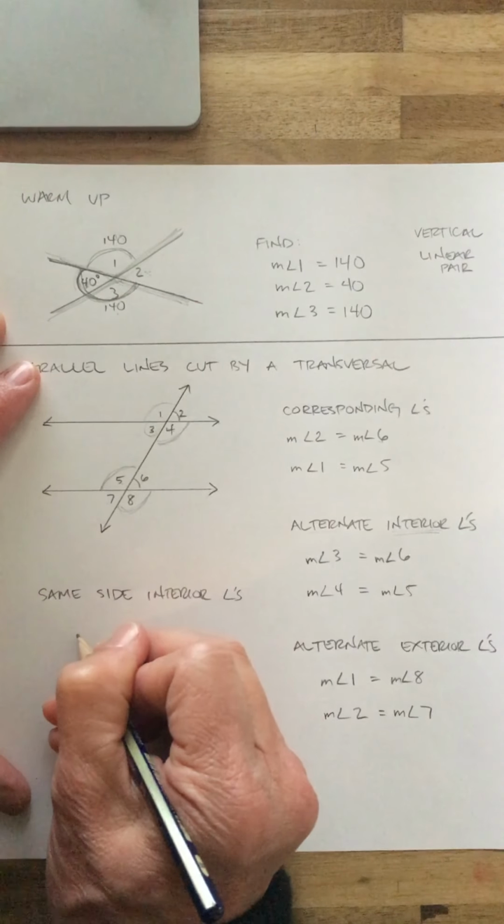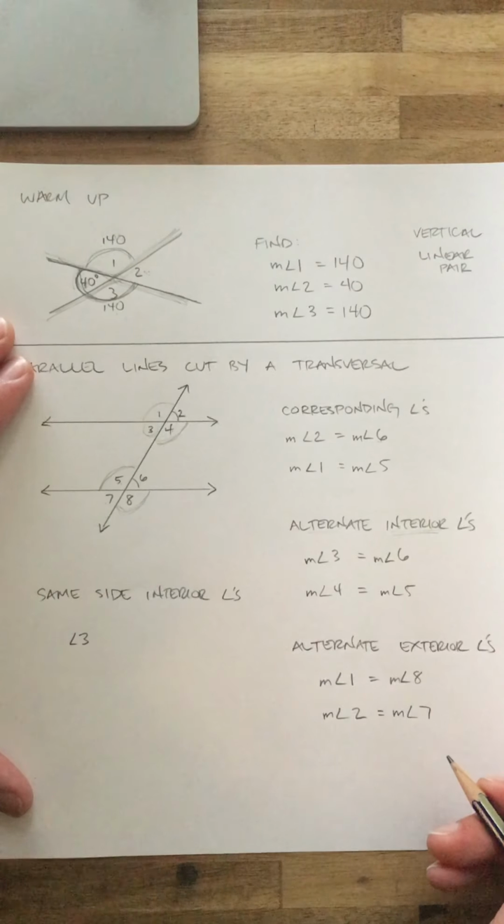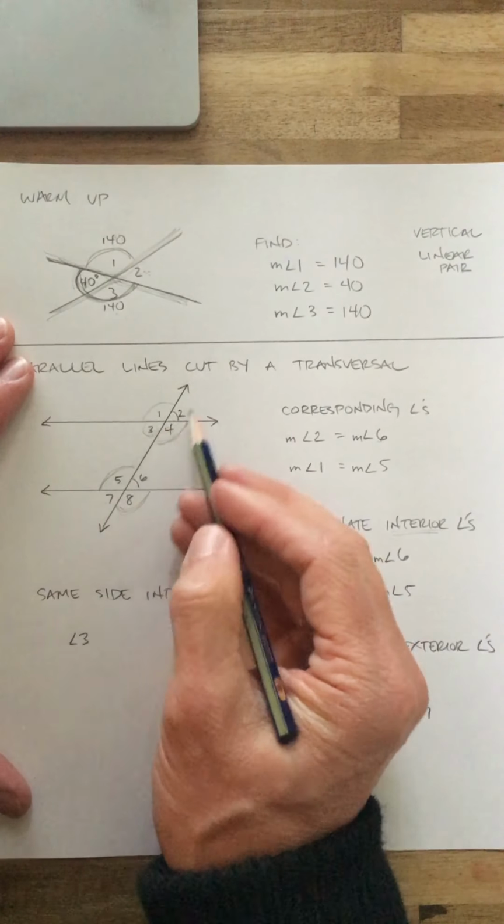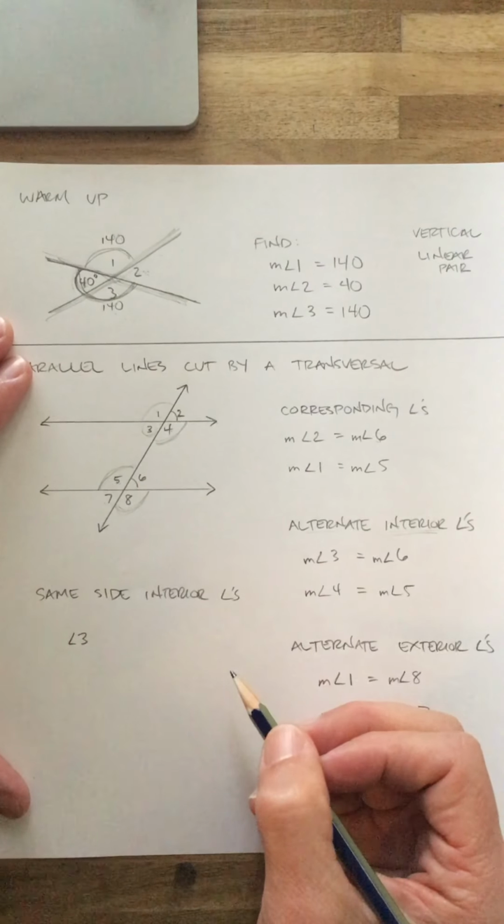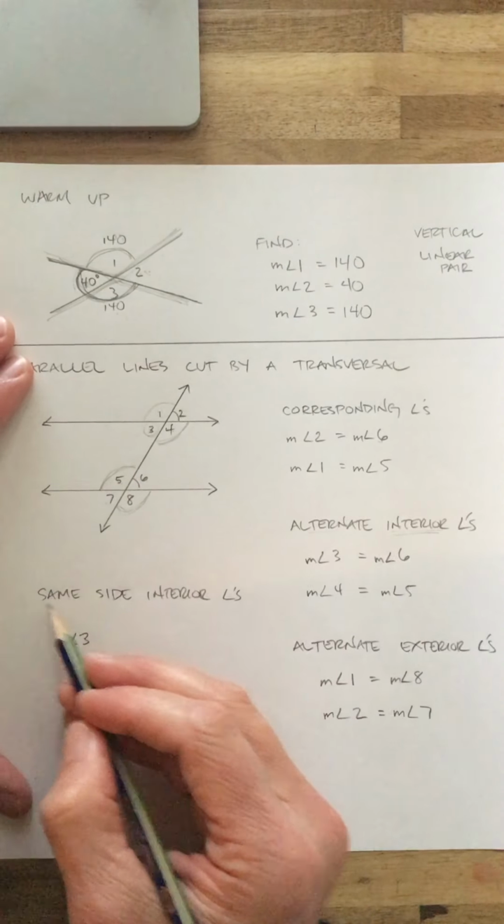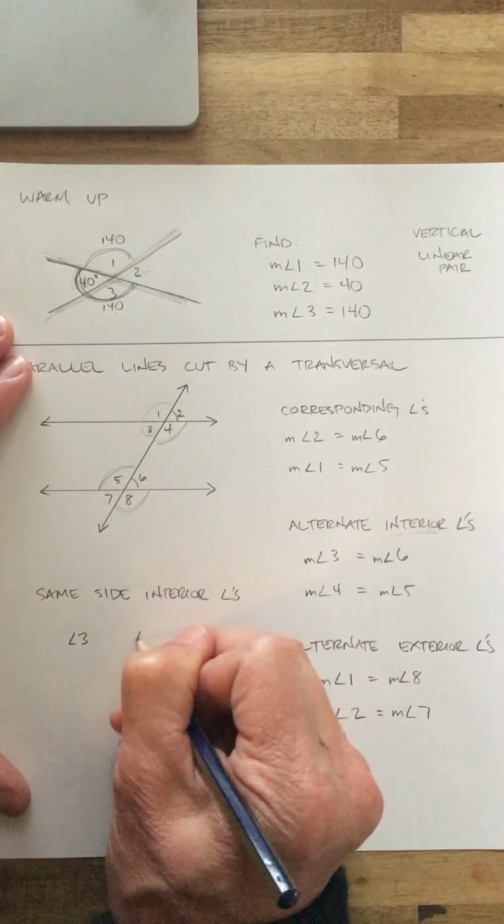So what if I said, hey, tell me about angle 3. What would be the same side interior angle? Okay, well, 3 is up here, so we have to look down here. So on the interior, I have 5 and 6. Okay, but I want the same side interior, so which one makes sense? That's right, it's 5, so angle 5.